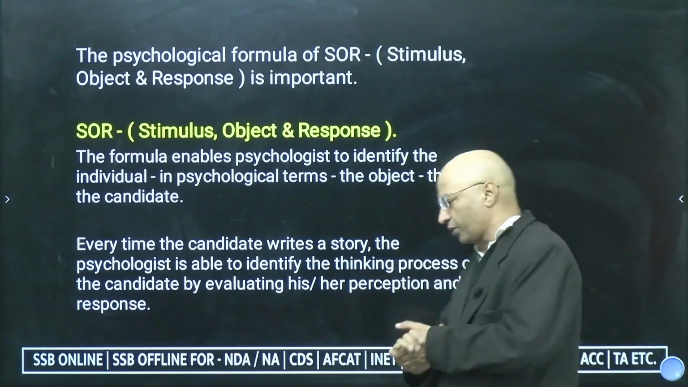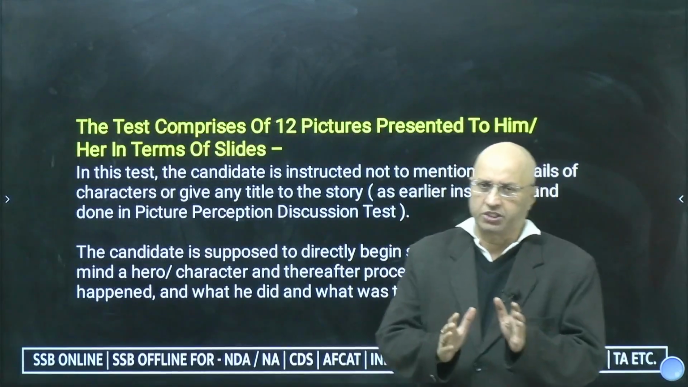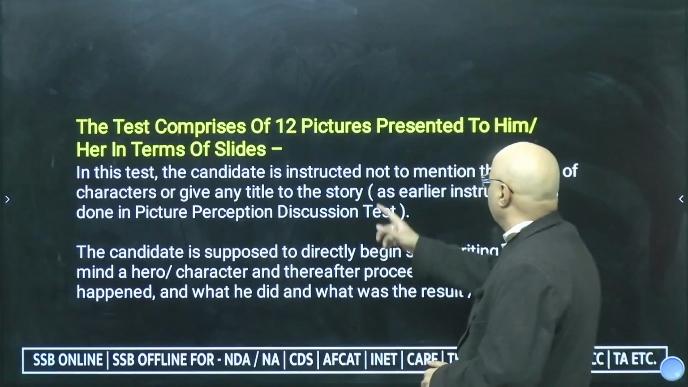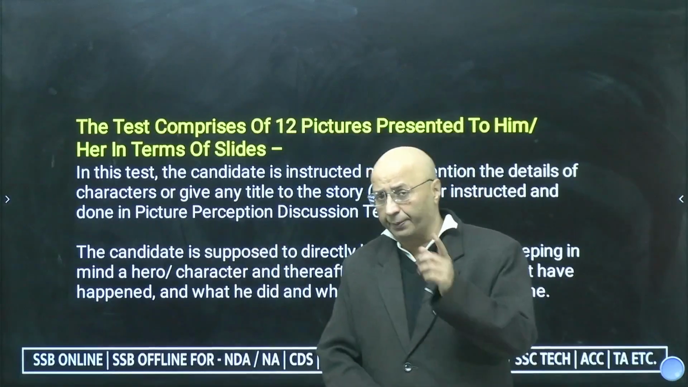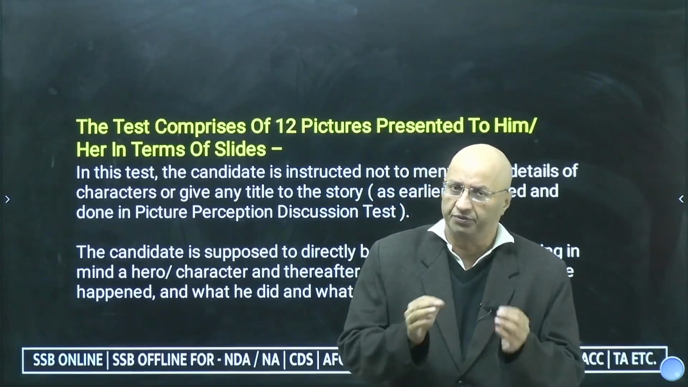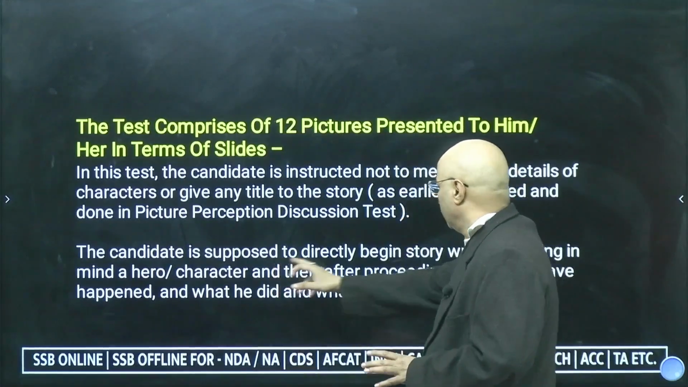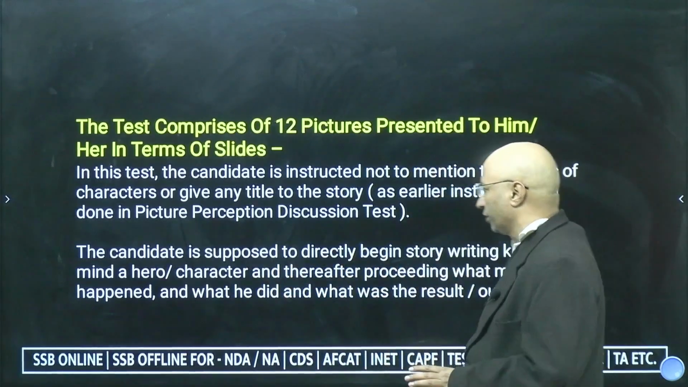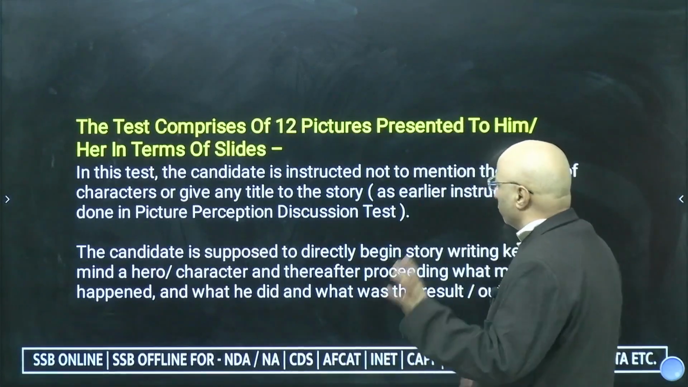It's clear? Okay. Now the test comprises 12 pictures. We give you 11 pictures in which there are photographs, and the 12th is a blank picture. Not to mention the details, we just give you the general thing. And this is different from PPDT, which you have done earlier. In that you are supposed to write, you have to mark, you have to give a title. Here it is different. It is simple: you have to get directly to story writing and create a hero, and thereafter write what must have happened and what is the end result. Now let's come to this in detail.